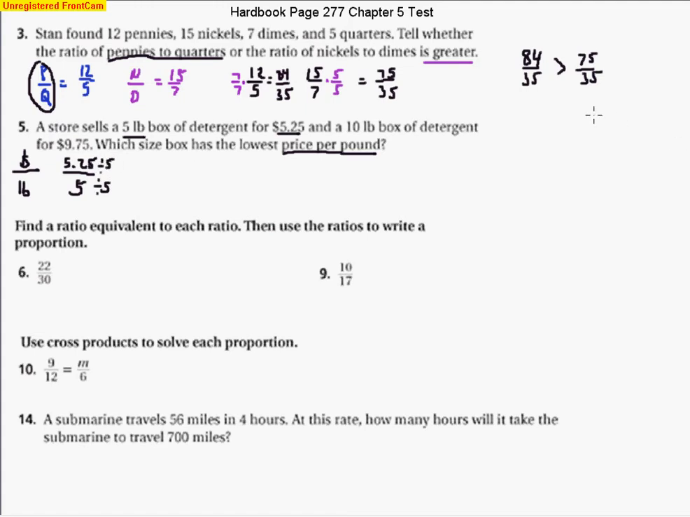So off to the side, I'm going to do 5 into 5.25. So I go ahead and do the work. 5 goes into 5 one time with nothing left over. So I bring that decimal point straight up, bring the 2 down. 5 does not go into 2, but it does go into 25. It goes in 5 times. So there it is, $1.05 per pound. So $1.05 for 1 pound.